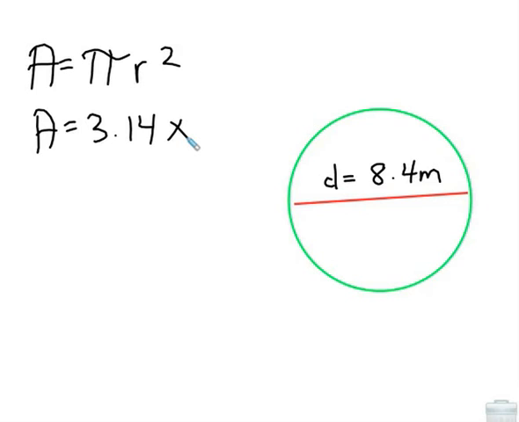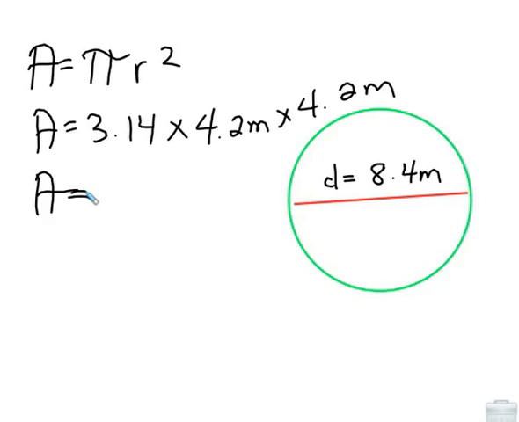Is anybody with their hand up quietly, not shouting out right now, know the answer? Sukma, what's the answer? 4.2 what? Meters. Yes. Okay, 4.2 meters times, because radius squared means radius times radius, 4.2 meters.